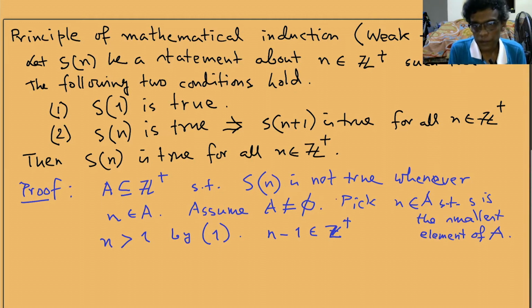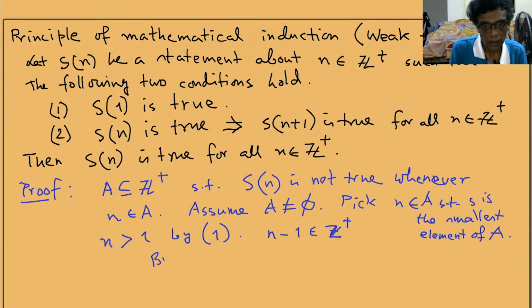By the well ordering principle, there exists such an n. If A is non-empty, I can always find this minimum element in A, and that follows from well ordering. Now, n is greater than 1 because S1 is true. Therefore, we cannot have n equal to 1. Therefore, n is greater than or equal to 2, and in particular, n minus 1 is once again a natural number, greater than or equal to 1. But by our choice of n, it is the smallest element of A. Therefore, n minus 1 in particular does not belong to A.